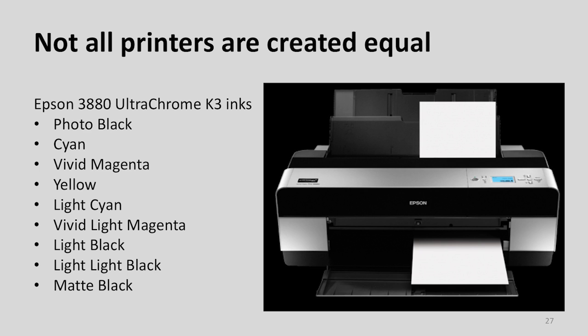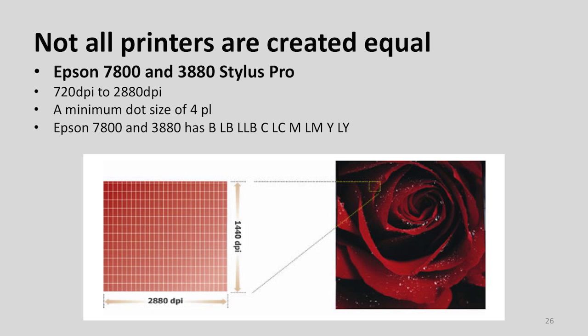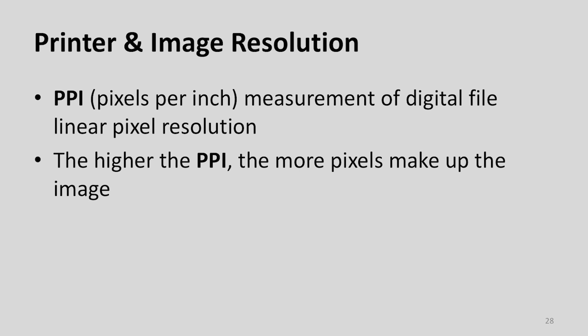The 3880, when you think about these are the ink sets that they use, and look at the photo black. Photo black is used when you print onto gloss, semi-gloss or luster, and the photo black is supported by light black and light light black. There are two levels of magenta and also two levels of cyan. So what am I saying? I'm saying that the ink sets provide a finer quality of reproduction of your digital image from screen to print.